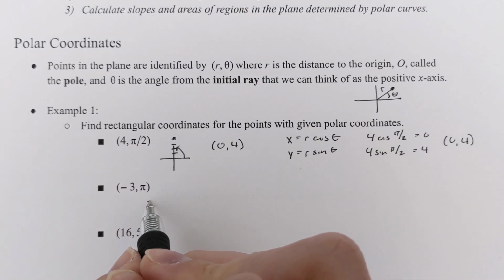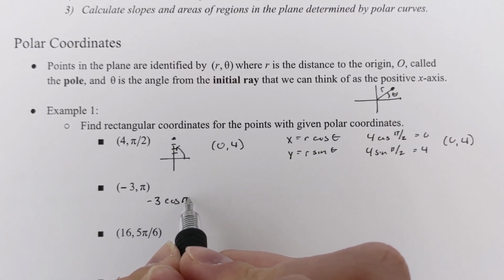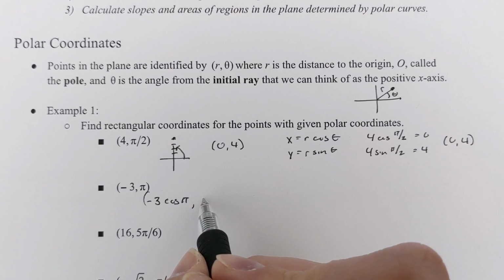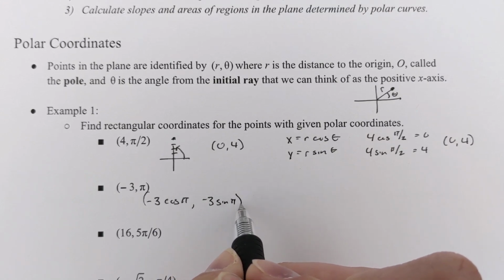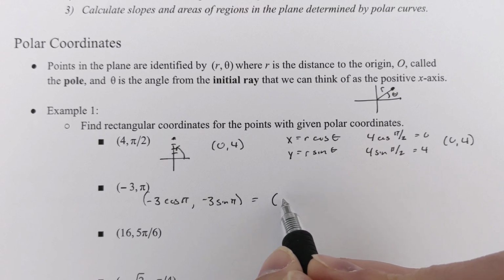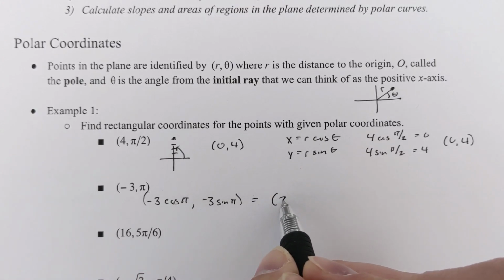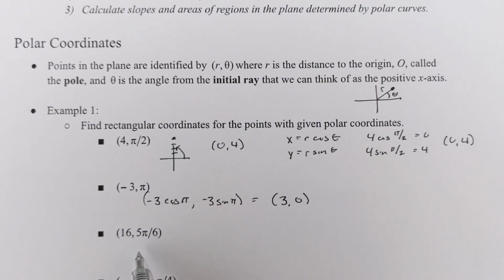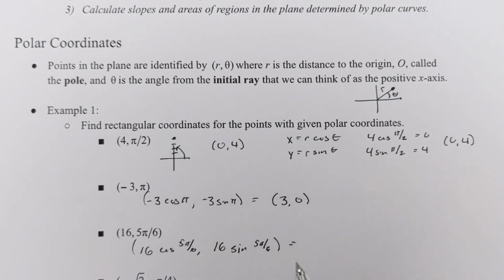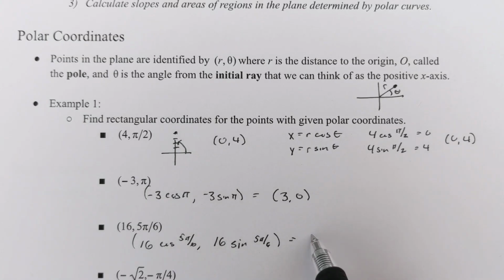So this one we'd have negative 3 cosine pi, and then negative 3 sine pi. So this would become, cosine of pi is negative 1, so this becomes 3, that becomes 0. So this one we'd have 16 cosine 5 pi over 6, comma 16 sine 5 pi over 6. So the cosine of 5 pi over 6 is negative root 3 over 2. So this would become negative 8 root 3. This is going to be actually just 8, because that's a half.